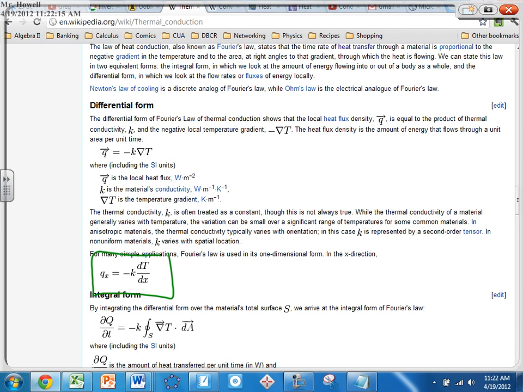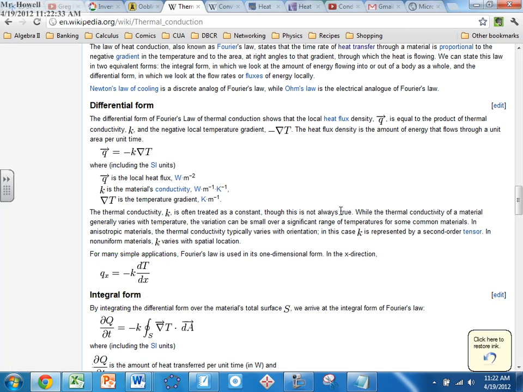If you're in calculus, what do you notice this is right here? A derivative, okay? It's a rate of change. All it is, this little symbol here, just means that the temperature is going to change. The temperature is going to change. Okay, so the temperature will change. Now, what I want you guys to think about is this.